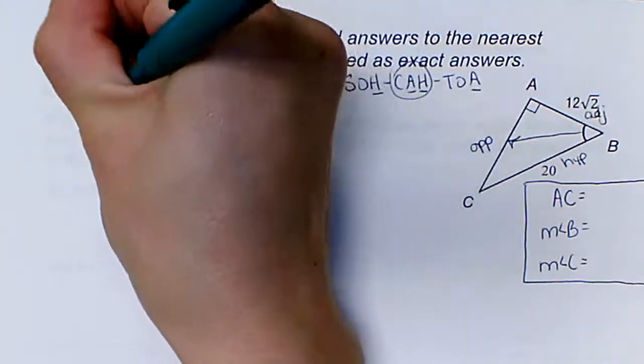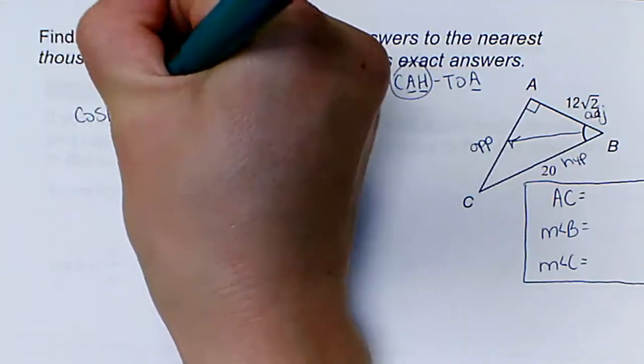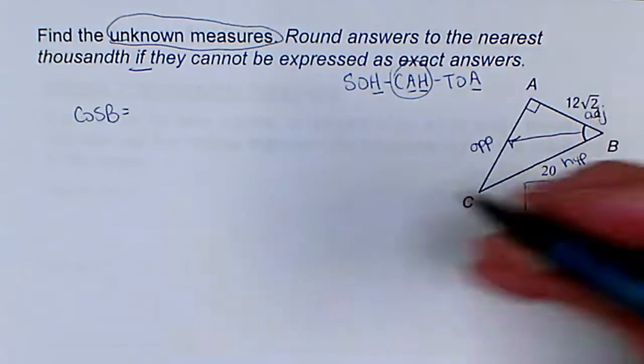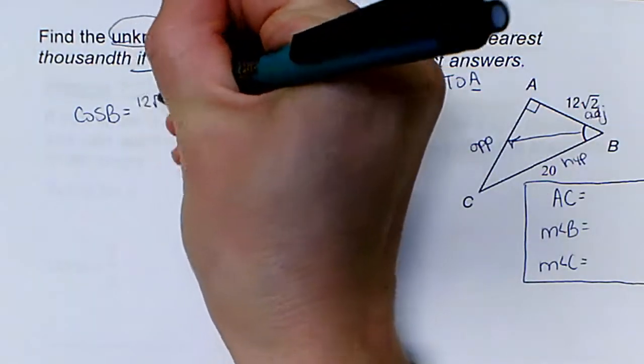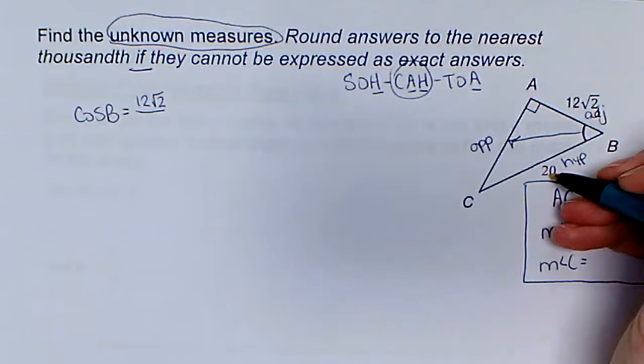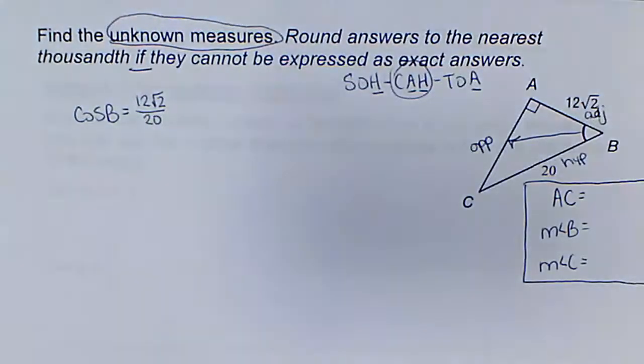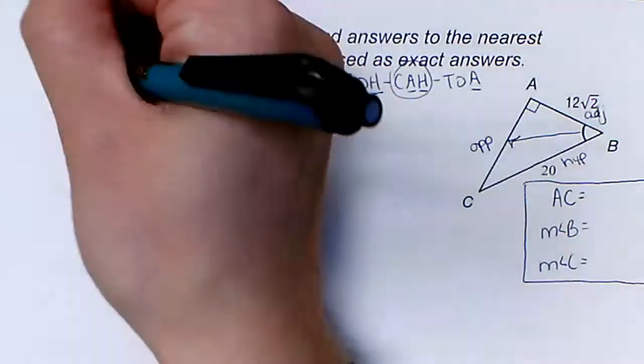So cosine of angle B is equal to the adjacent side over the hypotenuse. The adjacent side is 12 square roots of 2. The hypotenuse is 20. I don't want the cosine of angle B. I want the measure of angle B. So I'm going to apply the inverse cosine function to both sides.